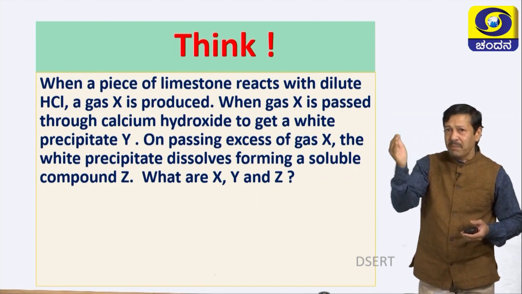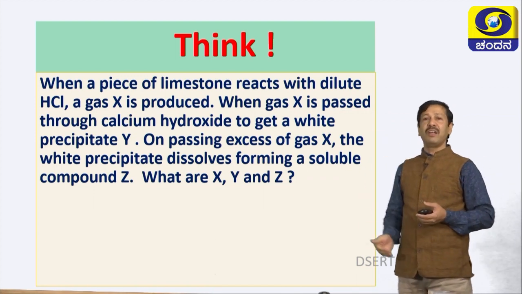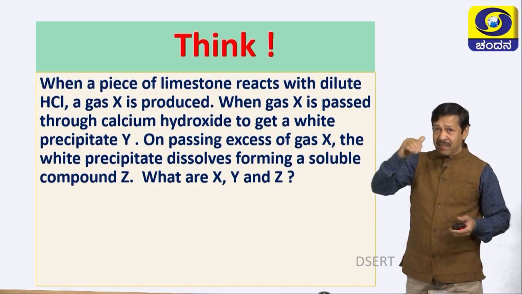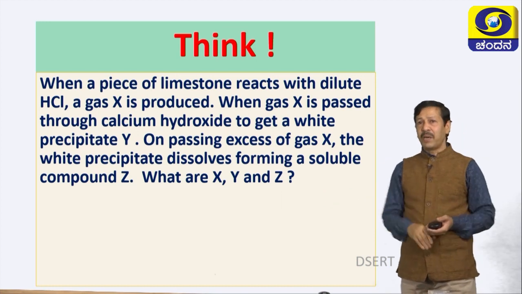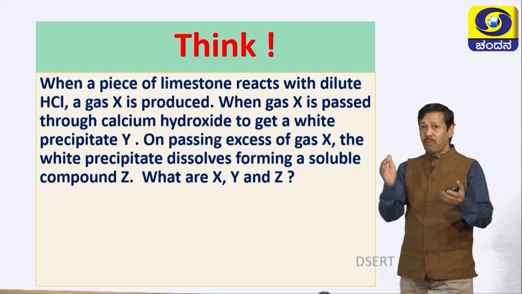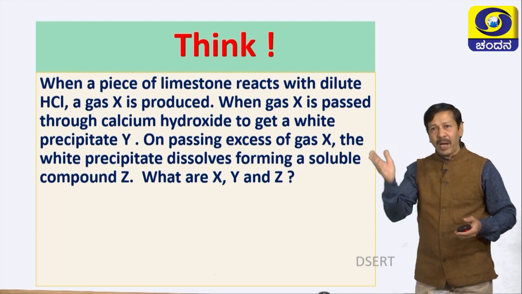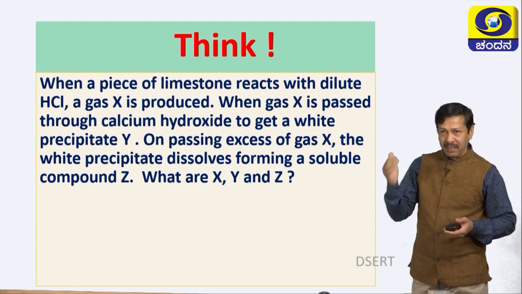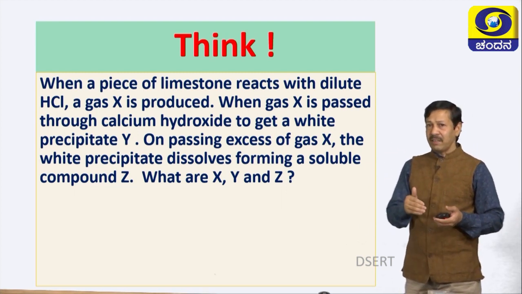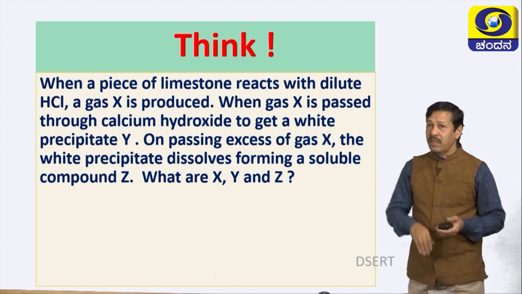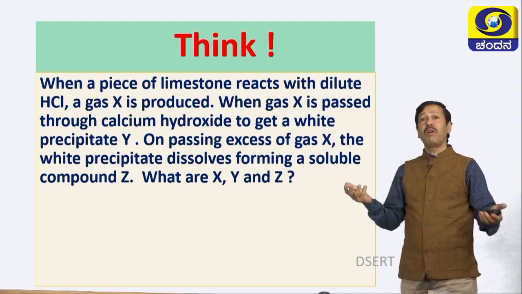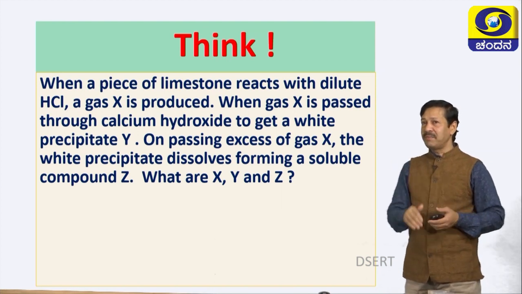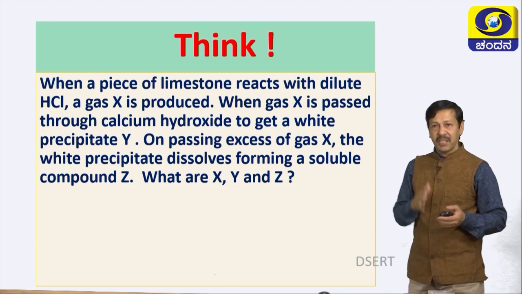When a piece of limestone reacts with dilute HCl, a gas X is produced. When the gas X is passed through calcium hydroxide, we get a white precipitate of Y. On passing excess of gas X through this, you get a soluble compound Z. Then what are X, Y and Z? I already explained this in previous slides. What is your answer? Think.